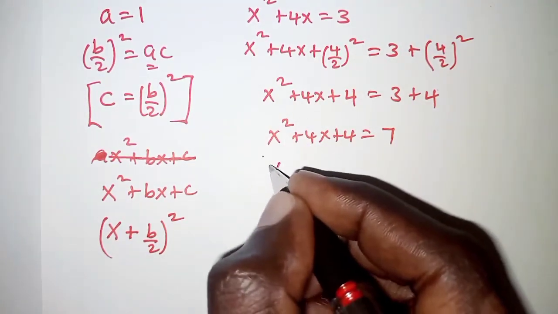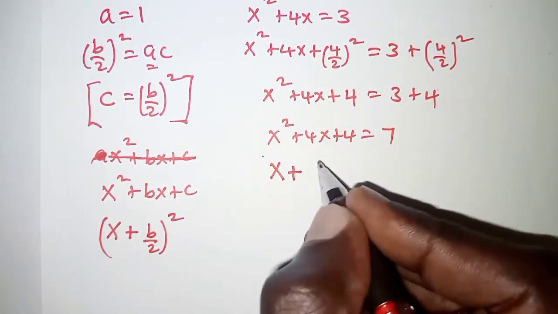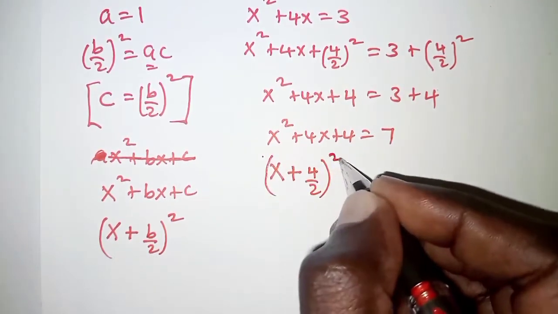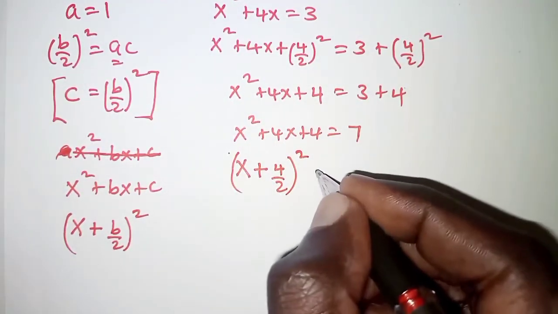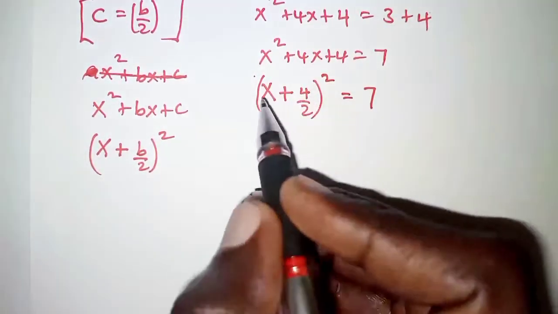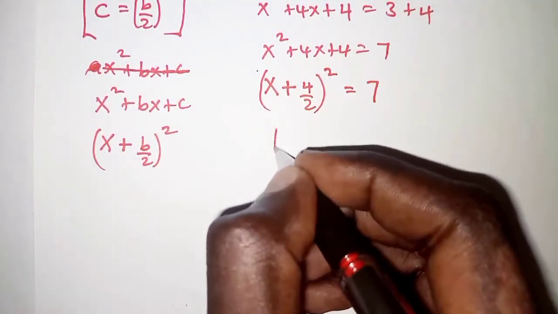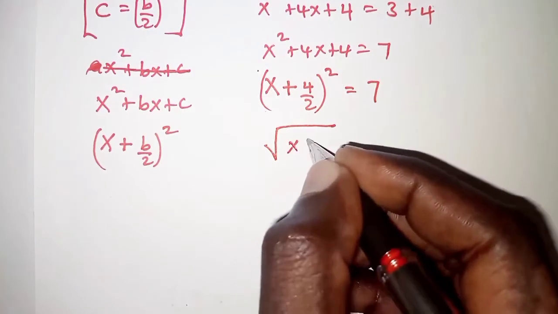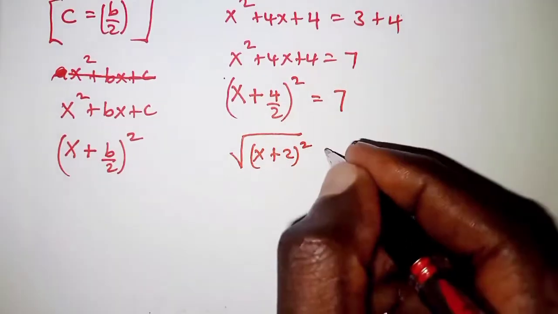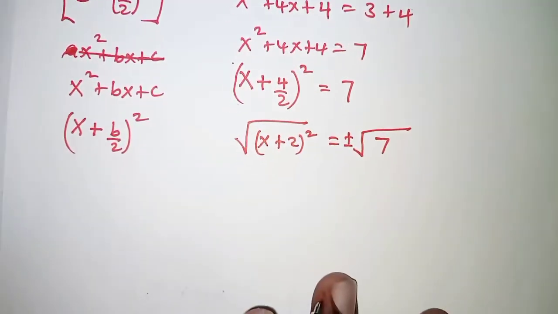Here we write x, and then the sign that follows b is addition sign, and then you take 4 divided by 2, that is b over 2, and then you square. That should give us the right hand side, which is 7. For us to get x, we'll have to find the square root of the left hand side and the right hand side, and that means the square root of x plus 2 squared, and on the right hand side we find the square root of 7, which will be plus or minus root 7.